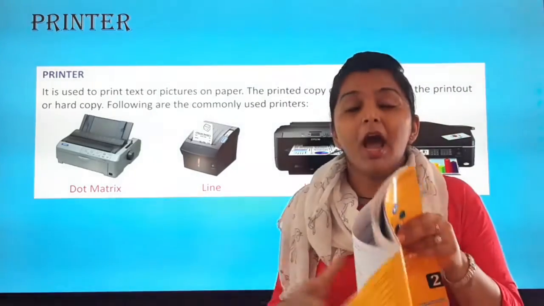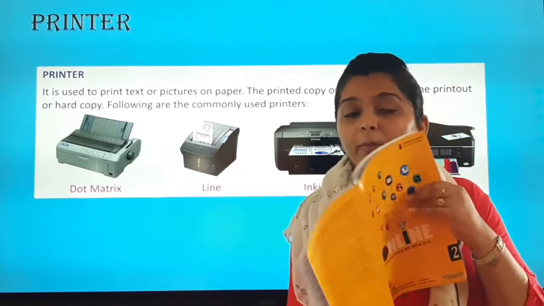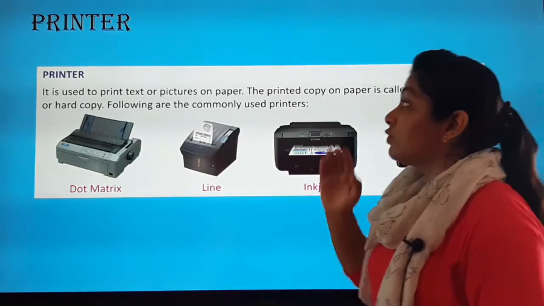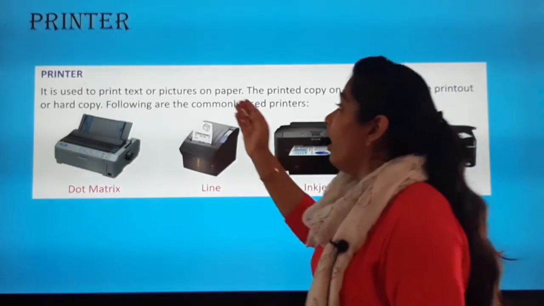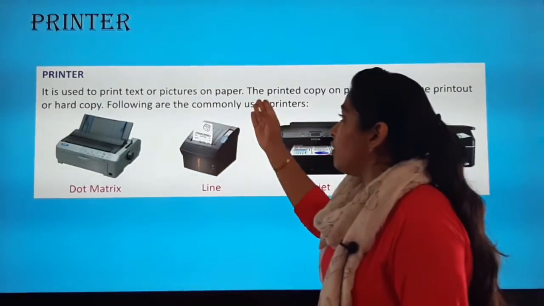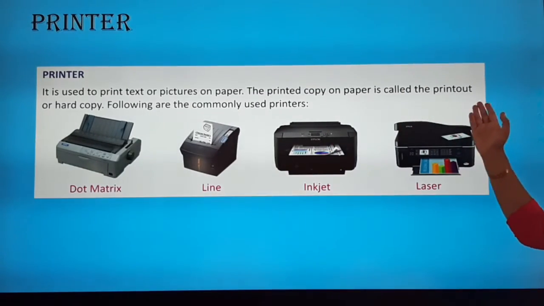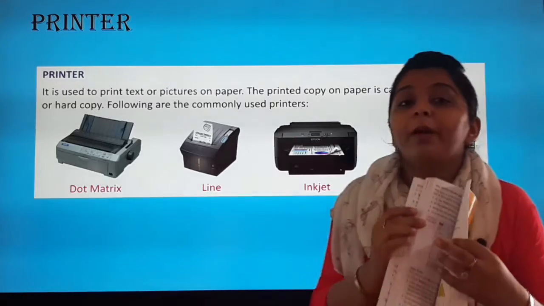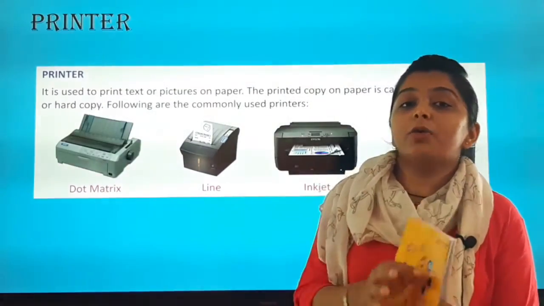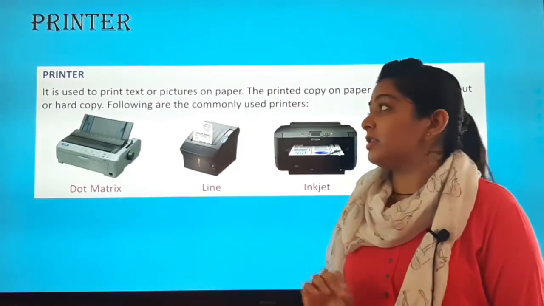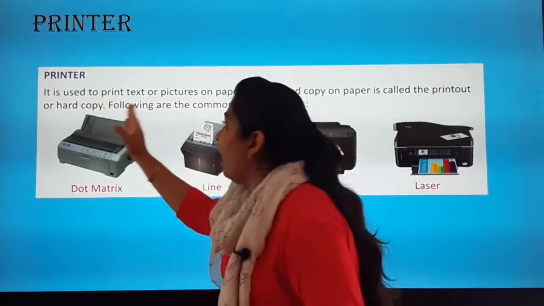मुझे किस में चाहिए, हार्ड कॉपी में चाहिए, पेपर फॉर्म में मुझे प्रिंट आउट चाहिए. So printer is used for that. It is used to print the text or pictures on the paper. The printed copy on the paper is called printout. जो हमको पेपर फॉर्म में मिलता है that is known as a printout. It is known as a printout or hard copy.